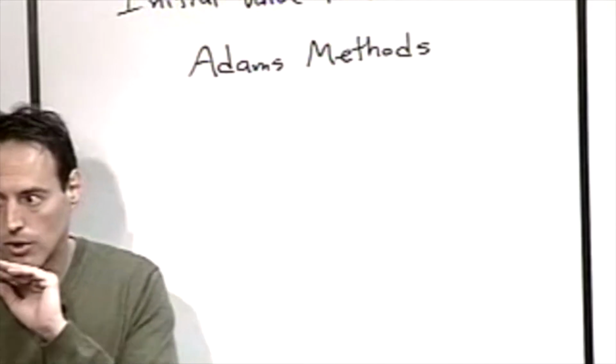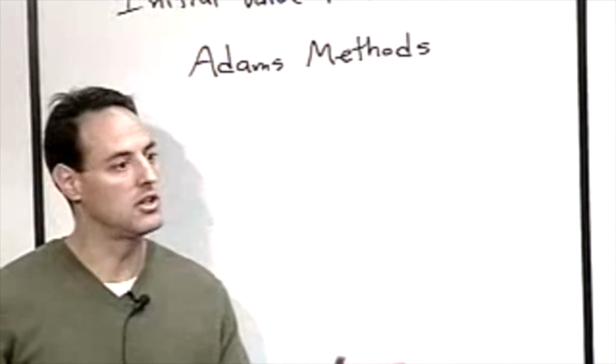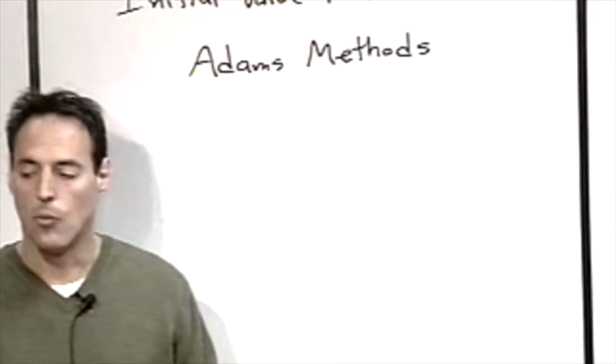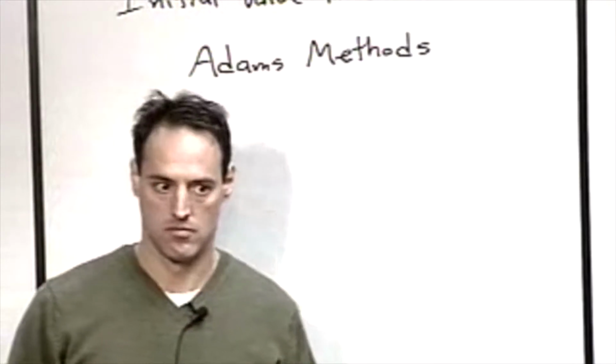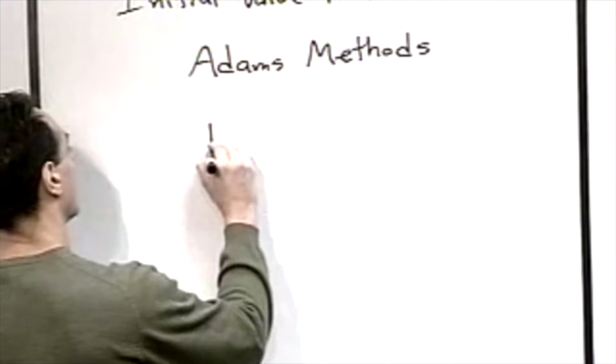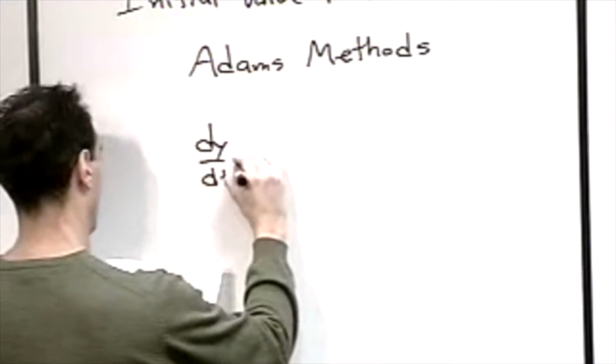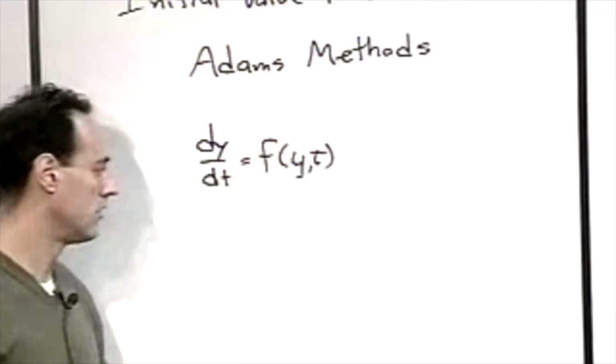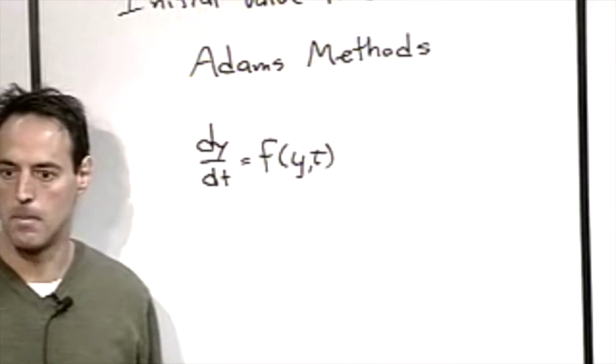Now, Adams methods are what's called oftentimes multi-stepping schemes, and I'll show you why in just a moment. But what they do is start off from a different premise, and you start off here, dy dt is equal to, there's our differential equation again.